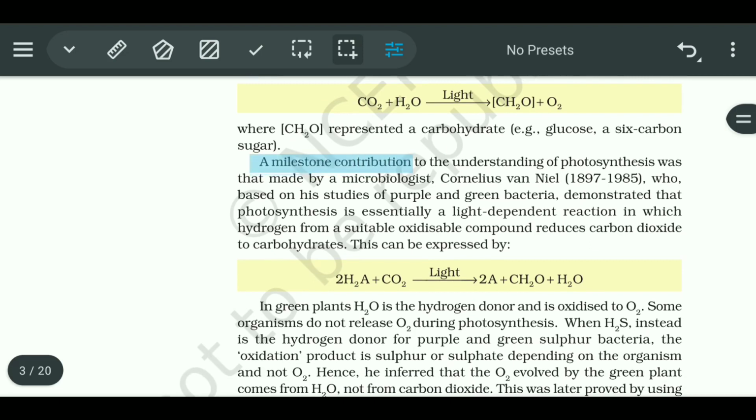A milestone contribution to the understanding of photosynthesis was made by microbiologist Cornelius van Niel (1897 to 1985), who, based on his studies of purple and green bacteria, demonstrated that photosynthesis is essentially a light-dependent reaction in which hydrogen from a suitable oxidizable compound reduces carbon dioxide to carbohydrate. This can be expressed by the equation 2H2A plus CO2 in the presence of light gives 2A plus CH2O plus H2O.